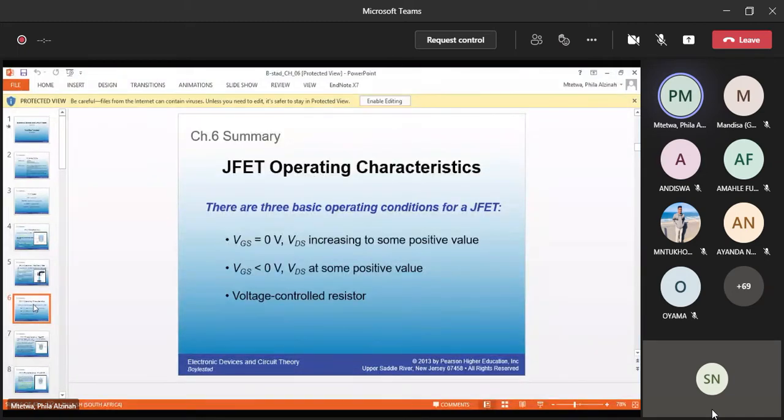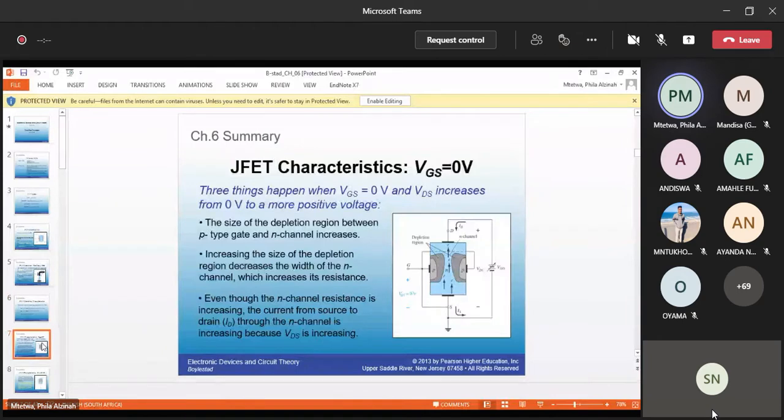3 things happen when VGS is 0, and VDS increases from 0 to a more positive voltage. Again, we have an N-channel JFET here. We have our P substrates there. Can you see that the width of the channel is quite narrow because of the substrate? So we need to control through biasing. The way you connect your battery externally is the one that will determine whether your depletion region gets narrower. You remember even for BJTs that the depletion region needs to be as narrow as possible because it offers resistance to the flow of electrons.